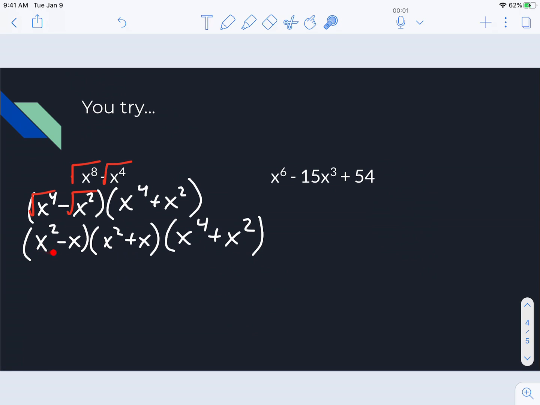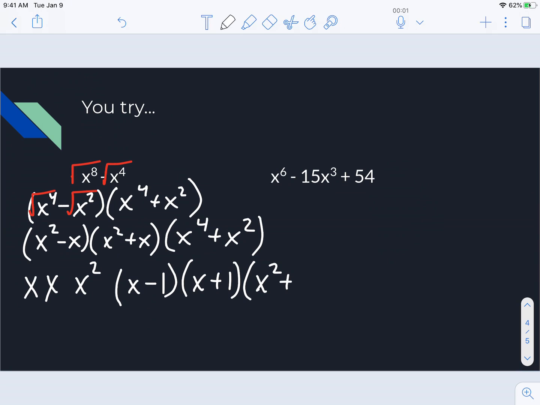So for our first one here, x squared minus x has a GCF of x, and what's left, I'm going to leave off to the side here, is x minus 1. Our middle one, x squared plus x, has a GCF of another x, and what's left is x plus 1. And then our last one has a GCF of x squared. I can take x squared out of both of these, and then I've got x squared plus 1.